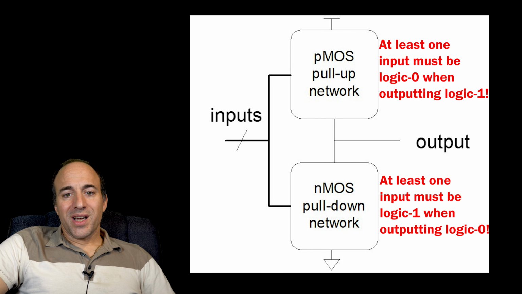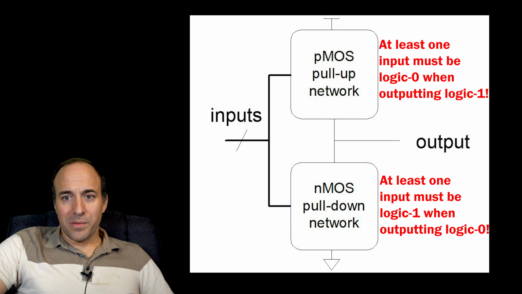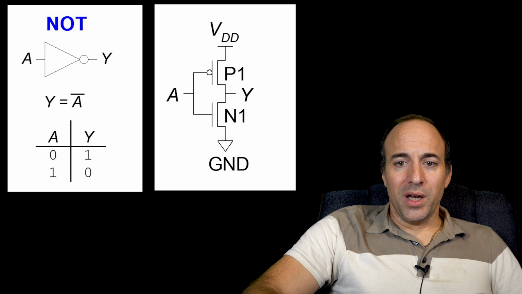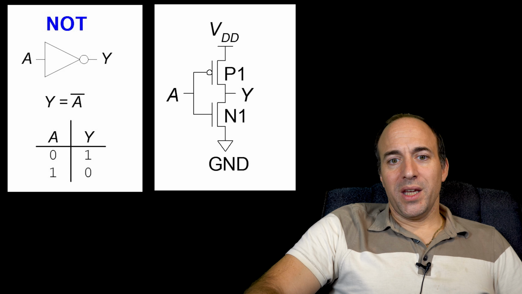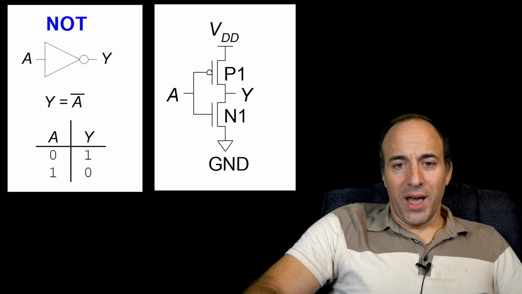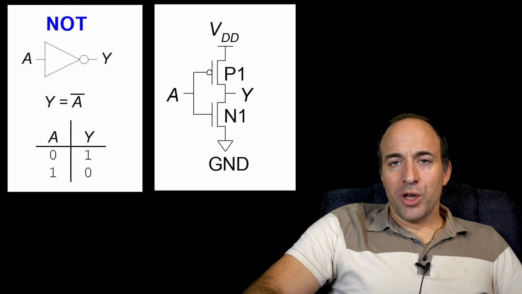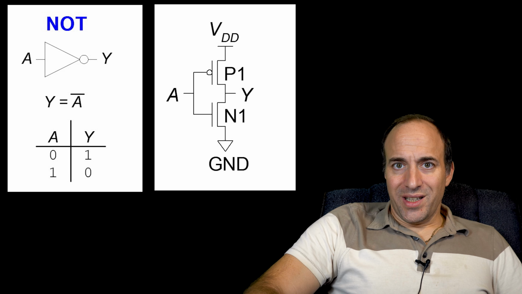Okay, so if you're not entirely clear about this yet, let me show you some examples. So we'll begin with an inverter. This is a simple one. It has one input, one P-type transistor, and one N-type transistor. The input pin of the inverter, which is called A, connects to both transistors' gates.